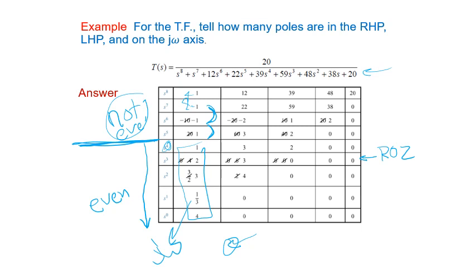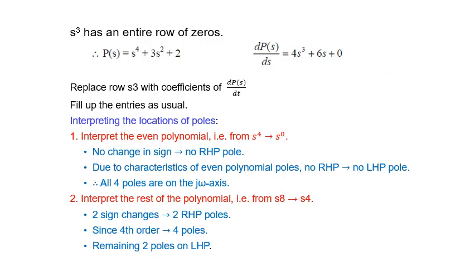And how many poles are there? There are 4. Why? Because the total is 8. 4 even, that means 4 not even. The 4 even, we know them. All of them goes to the j omega. The not even, 2 will go to the right and 2 will go to the left. Remember, in the not even, it's not necessarily to get them equal. Sometimes they are not equal, the right and the left. Only in even they must be equal. Let's see the interpretation in the next table, in the next slide.